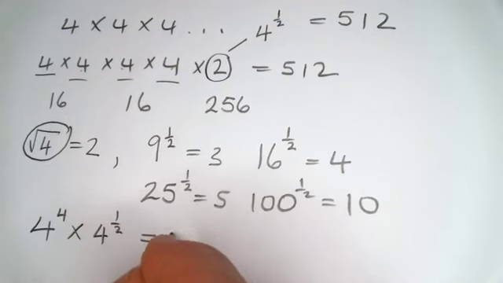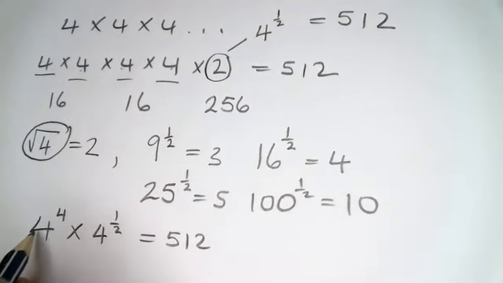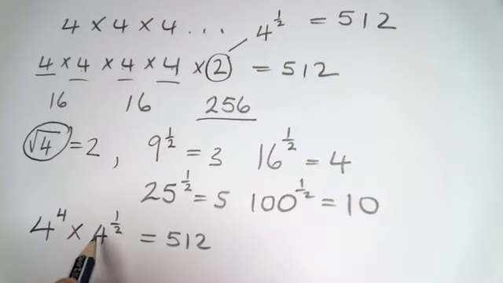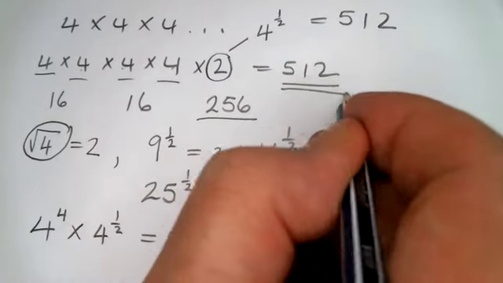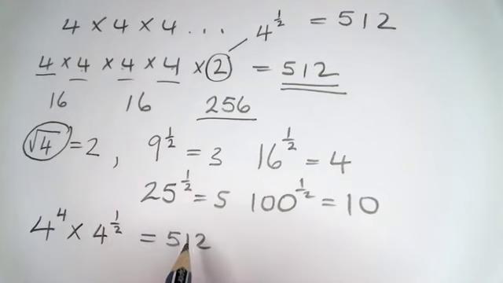And we know that that equals 512. So I've got 4 fours, which is 256, times 2, that's my 2, it's the square root of 4, there's my 2, is 512. So that works out. So how do we do this?